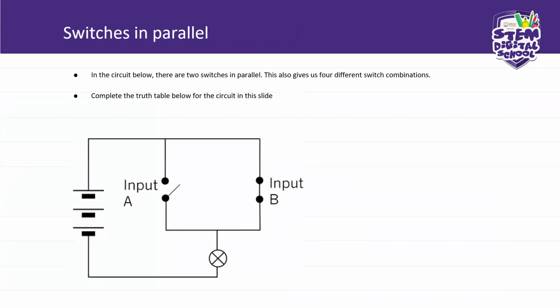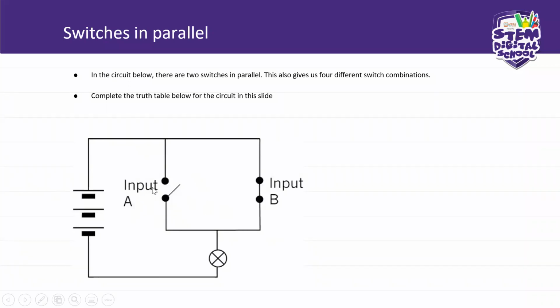Okay, switches in parallel. In the circuit below, there are 2 switches in parallel. This also gives us 4 different switch combinations. Complete the truth table for the circuit, okay, in this slide. For this circuit, let us discuss it.